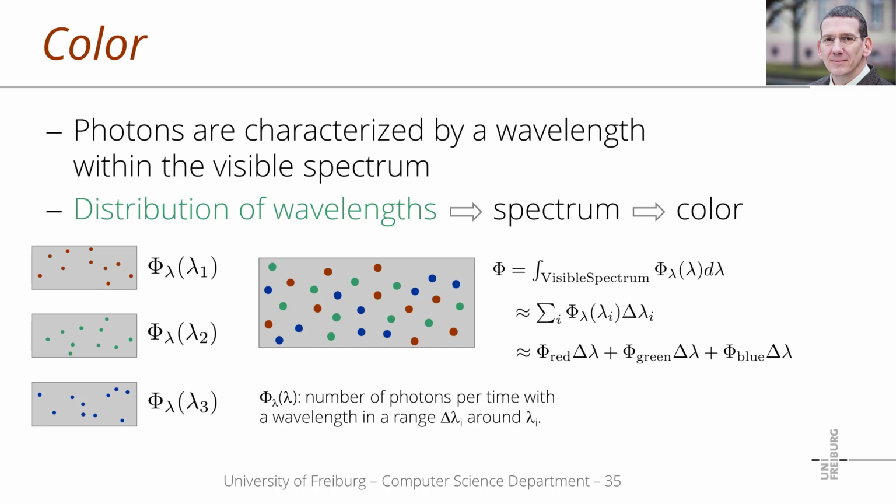So when we measure photons per time per sensor area, then we measure two aspects. We measure the intensity, roughly corresponding to the number of photons per time, and we also measure the color of the incoming set of photons that corresponds to the distribution of wavelengths within this set.